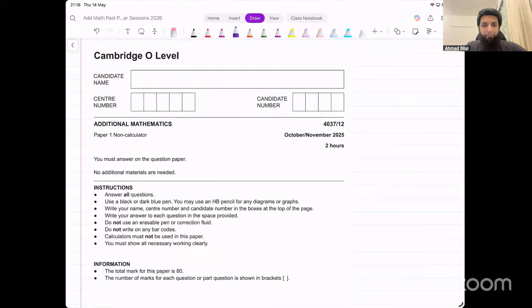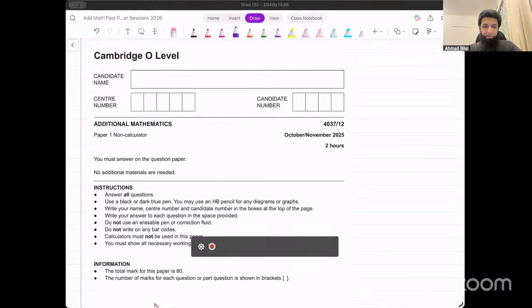Okay. So in this session, we are going to do this Ad Math paper. This is IGCSE O-level Ad Maths. We will be doing the paper from November 2025. It's a non-calculator paper. That is what we are doing today in the session, inshallah.